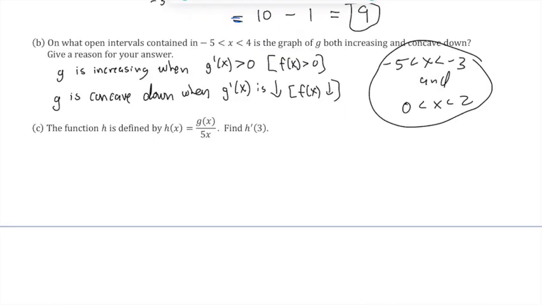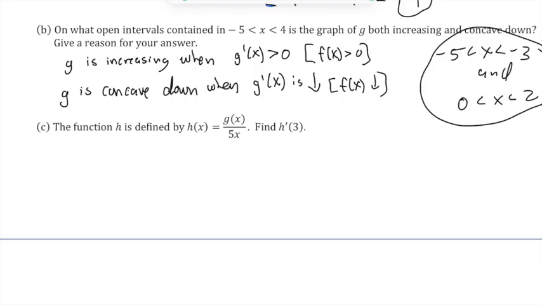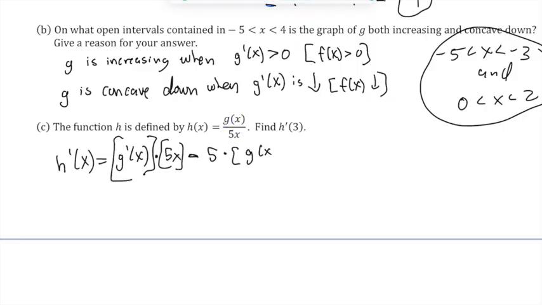Last one, it says the function is given by h of x equals g of x divided by 5x. Find h prime of 3. So this is going to be a product rule, I mean, a quotient rule, sorry. So if I take the derivative, we have two functions that are divided. So it's going to be the derivative of the top times the bottom, subtract the derivative of the bottom, which is just 5, times the top, all divided by 5x squared, or the bottom squared.